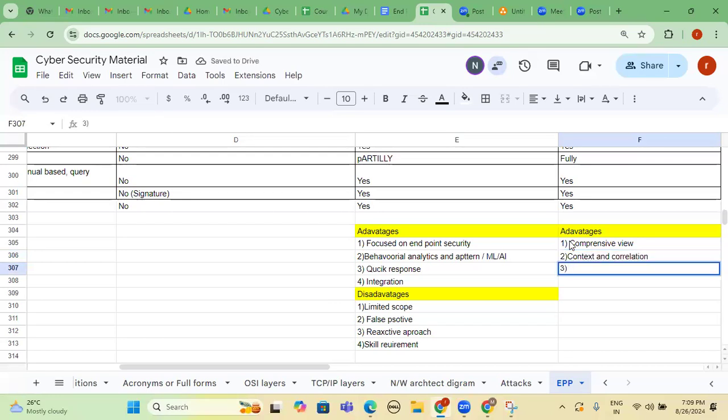Next one, automated and orchestration. So this particular concept, and finally integration. Yeah, this is applicable to the same. Coming back to disadvantages.